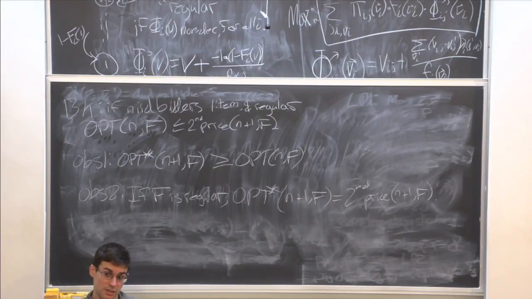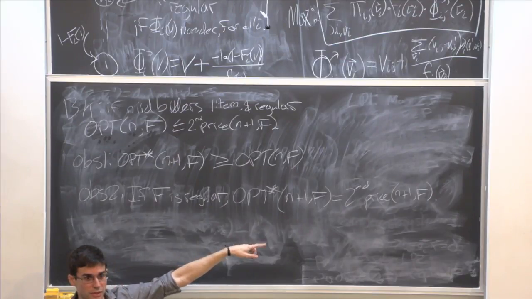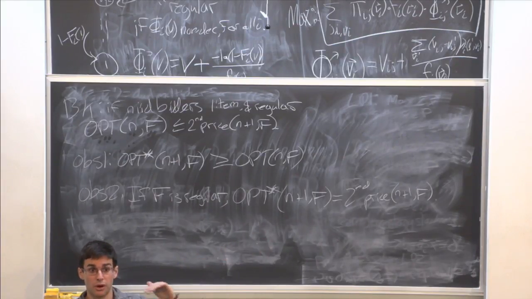Now the question is just, does it also satisfy complementary slackness? If f is regular and you didn't have to worry about ironing, then you can tie break among different virtual values however you want. So the answer is yes, it does satisfy complementary slackness. So if f is regular, you are free to always give it to the highest value. Why is that? Because it definitely has the highest virtual value, and you have no interesting tie-breaking constraints.